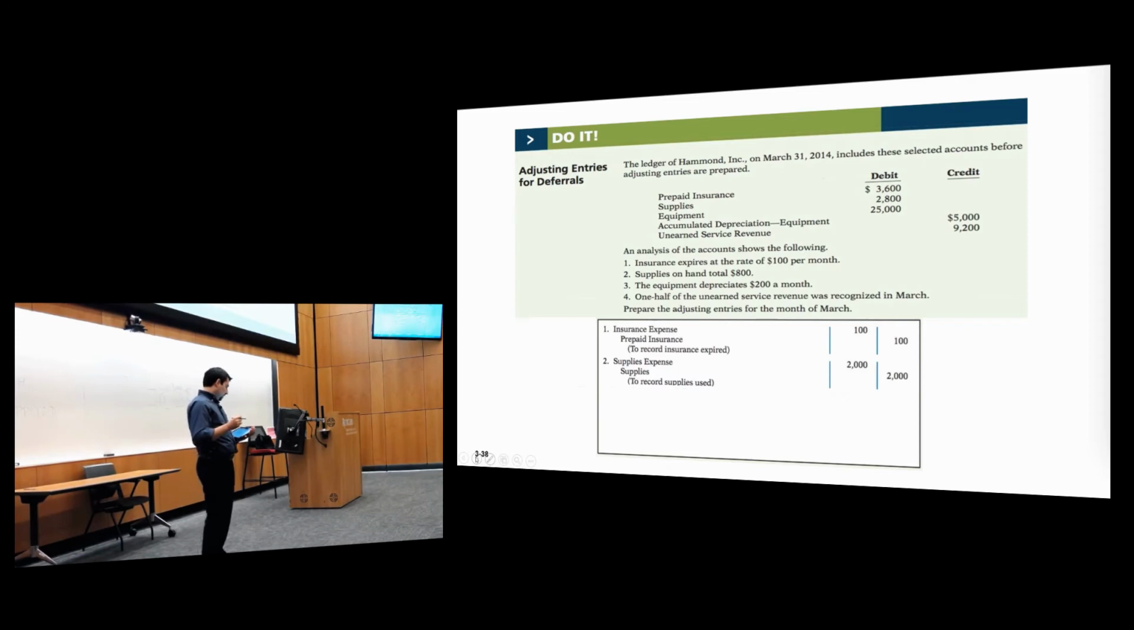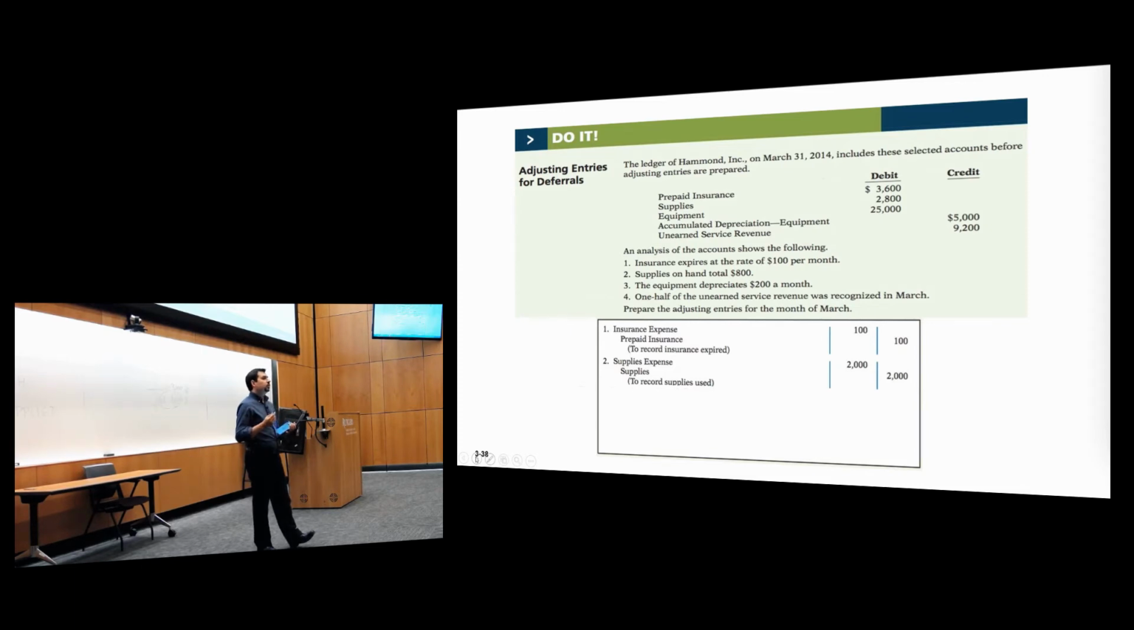The equipment depreciates $200 a month. This is what I meant earlier. You will be given the amount of depreciation at this point. Later on, you will have to learn how to actually calculate it. But for now, it says that basically the depreciation is $200 per month.